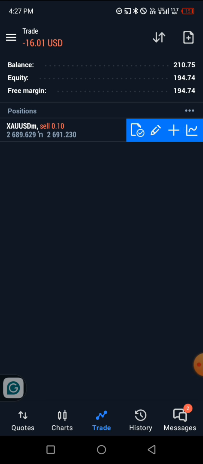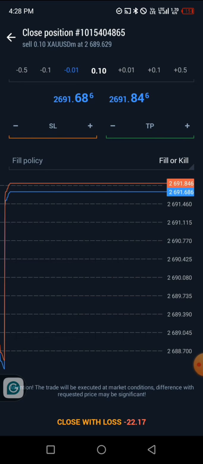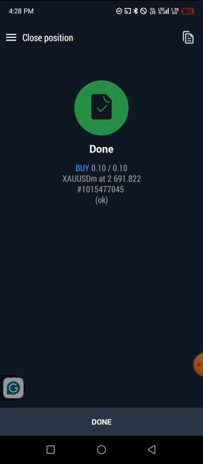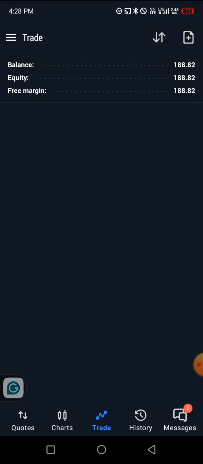Let me just close this trade because our stop loss is 20 pips. So once it gets to $20, our stop loss is 20 pips. Let me just close this trade. So guys, can you see? You should also be open to accepting loss.